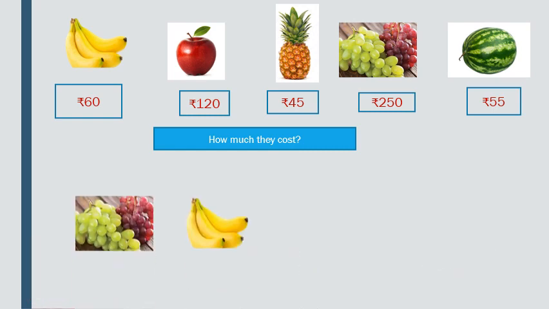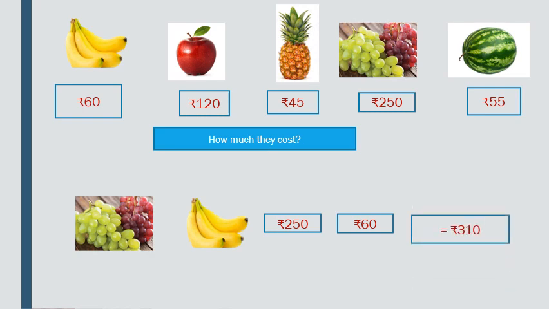Let's take another example. If you want to buy grapes and banana, how much money you have to pay? 250 is the cost of grapes and 60 is the cost of banana. Altogether, it's 310 rupees.